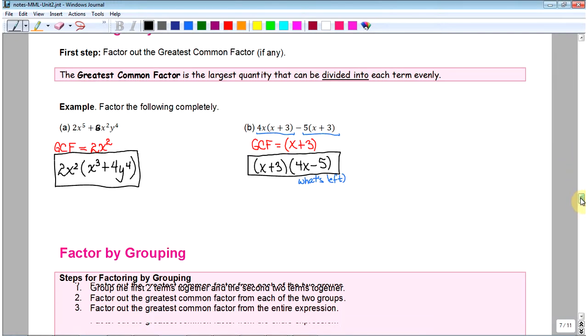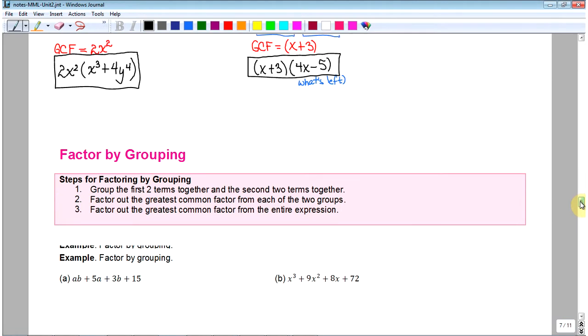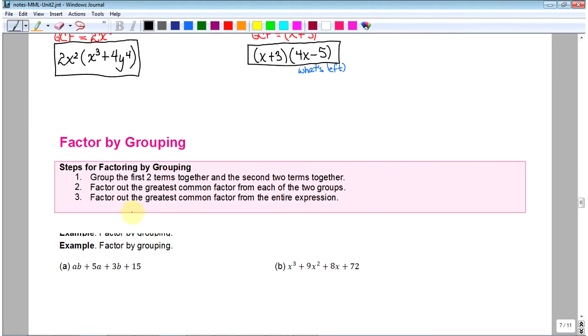Okay, well, next we want to look at a method called factoring by grouping. And there are 3 basic steps that you're going to follow. First, you want to group the first 2 terms together and the second 2 terms together. Secondly, factor out the greatest common factor from each of the 2 groups. Third, factor out the greatest common factor from the entire expression.